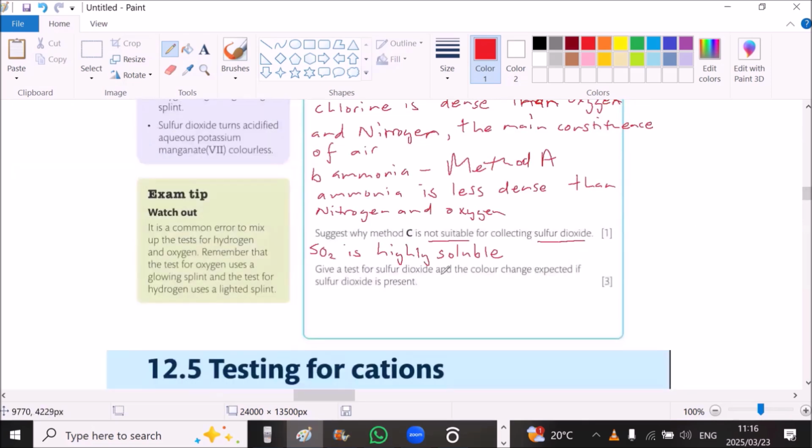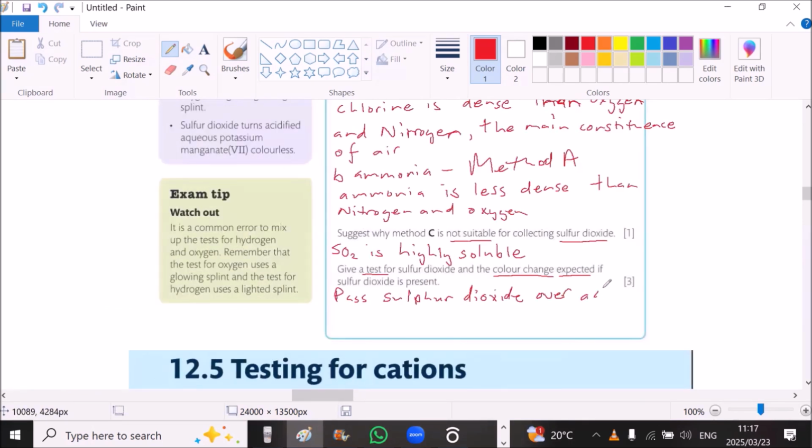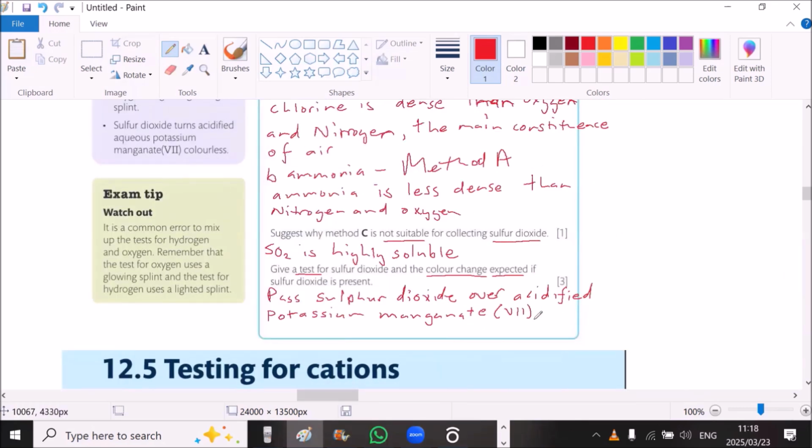Give a test for sulfur dioxide and the color change expected if sulfur dioxide is present. Pass sulfur dioxide over acidified potassium manganate 7. The color change is purple to colorless.